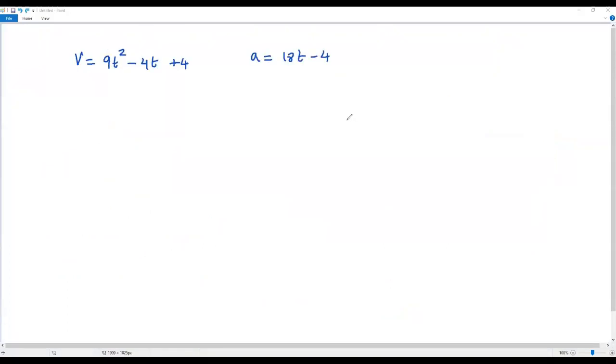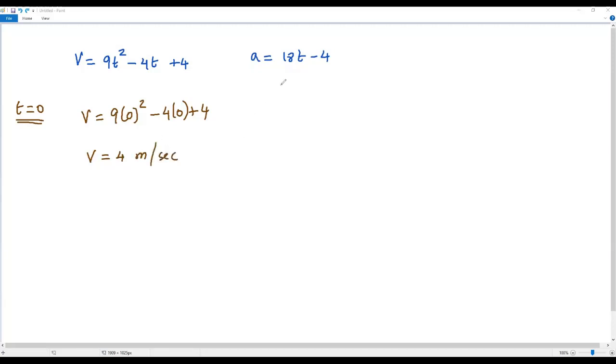Here we have both velocity and acceleration in terms of time t seconds, but our aim is to find the velocity and acceleration at time t equal to 0. That is, we have to plug in t equal to 0 over here to find the velocity and here to get the acceleration. So v equals 9 times 0 square minus 4 times 0 plus 4. This part becomes 0, this part becomes 0, we just get 4 for velocity. Already we have the unit for velocity, that is meter per second.